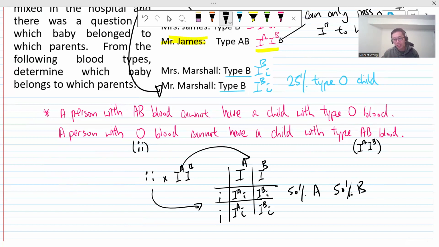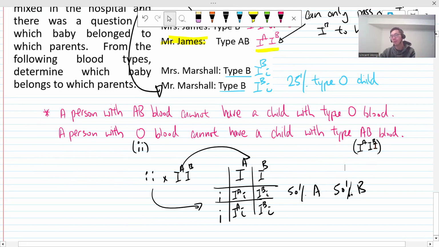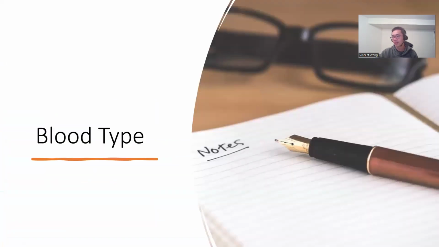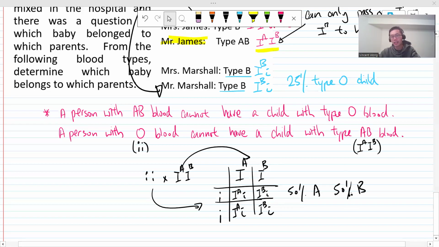because I can only pass on a little i, right? The other parent cannot simultaneously pass on A and B to the kid. They can only pass on A or B, and then the other parent needs to supply the other half, right? But if the person is type O, again, they can only pass on the small i, right? That's going to take some time to fully grasp, which is okay. We have time. Let's do another example.